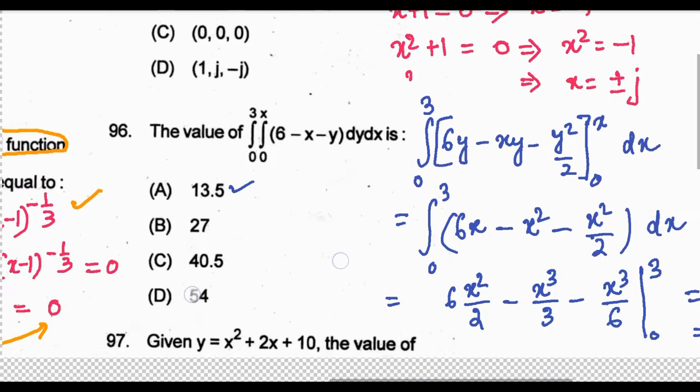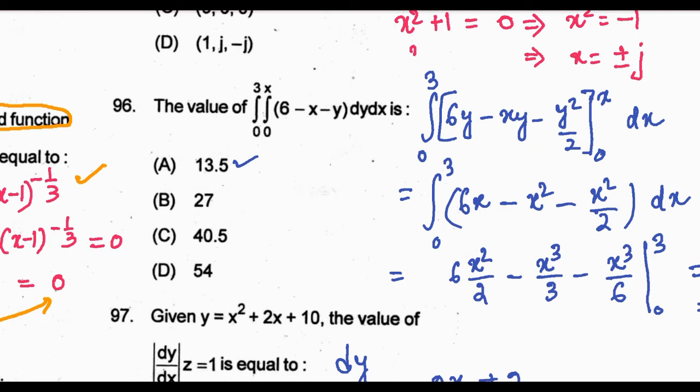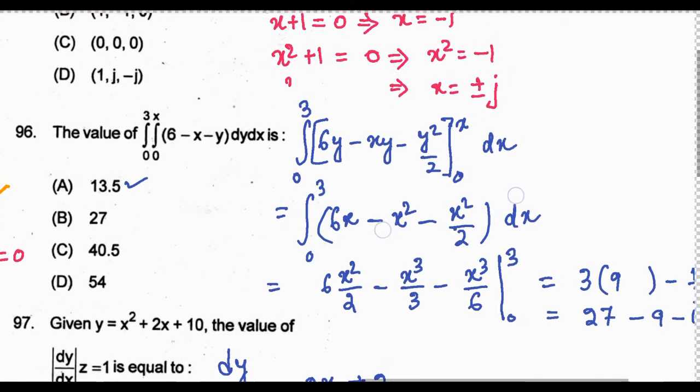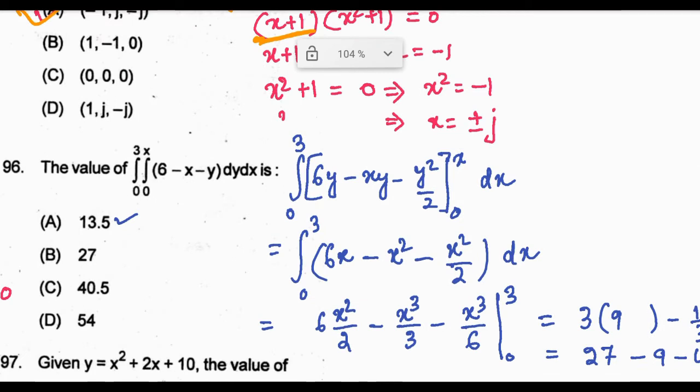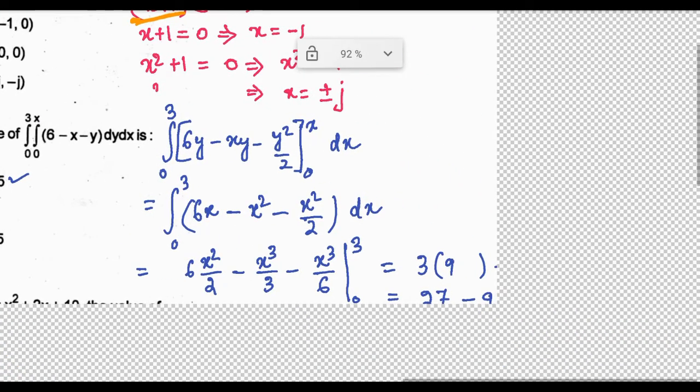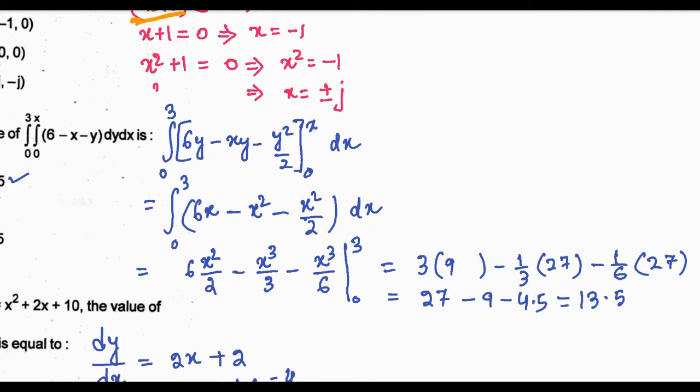Next question is, the value of the double integration from 0 to 3, from 0 to x, of 6 minus x minus y, dy dx is. So here is the question, and we have to solve this one. First thing, the internal integration is with respect to y, and here the limit is given 0 and x, that is y is equal to 0 and y equal to x. This one is the given, and we have to find out the integration. So first we will eliminate the innermost integration.